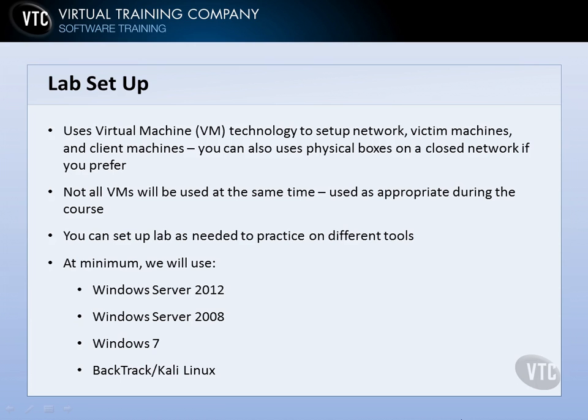At some points we'll be using Windows boxes, sometimes we'll be using Linux boxes, both for attacker and for victim computers. So at a minimum, we're going to use a Windows Server 2012 virtual machine, a Windows Server 2008 virtual machine, Windows 7, possibly even Windows XP to demonstrate some other older concepts, and we'll be using Backtrack or Kali Linux, whichever one you prefer. Both of them are current versions of some of the best hacker tools out there from Offensive Security, and both are used widely by penetration testers and ethical hackers. So you could use Backtrack or Kali depending upon what your preference is.